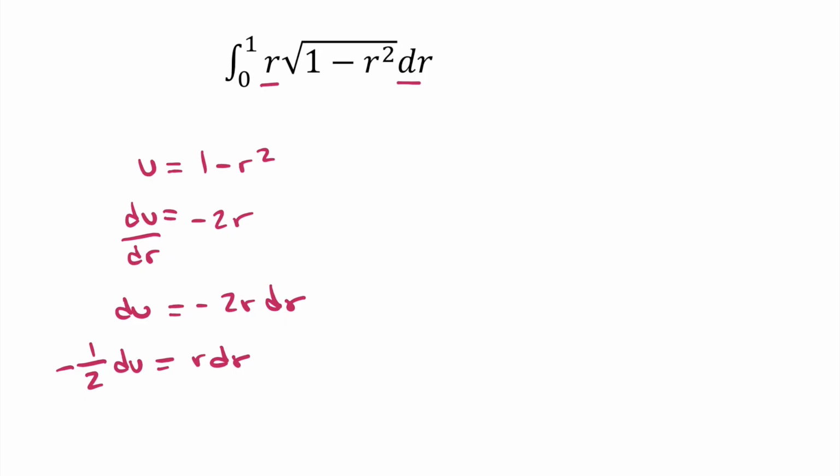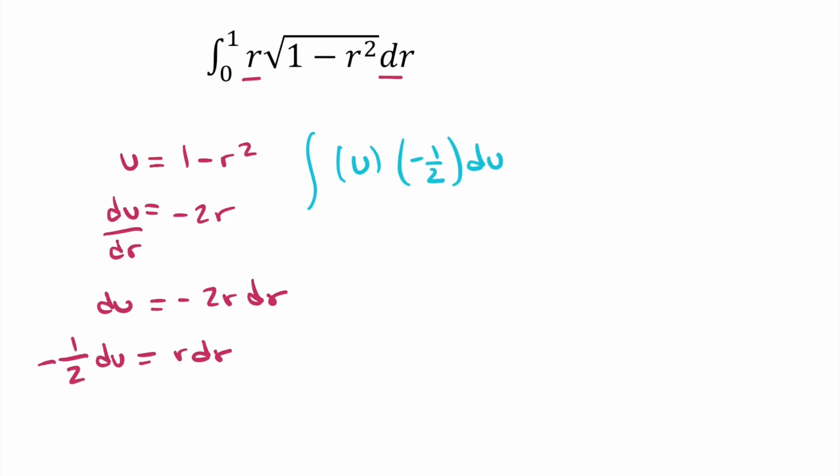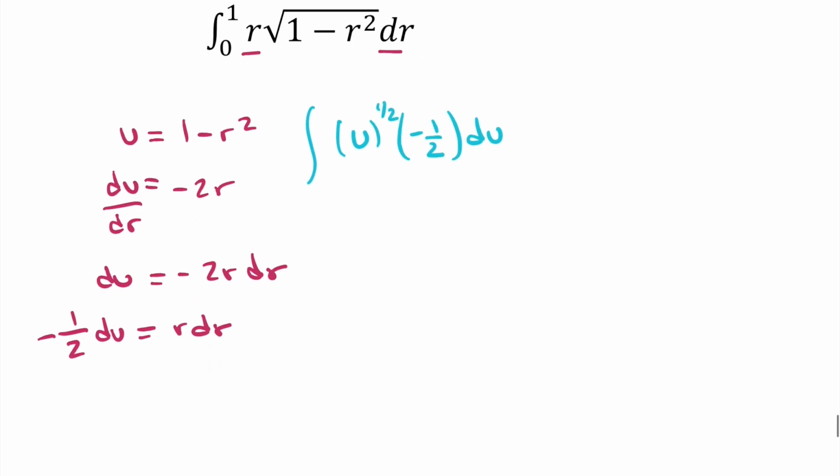Now, there's two ways to do this. So I'm going to say that this is u, the square root of u, negative 1/2 du is my new integral. I could also have written this differently. I could have written it as u to the 1/2. You know what, I'm going to do that just because it'll all be set up and ready to go. We're going from 0 to 1.